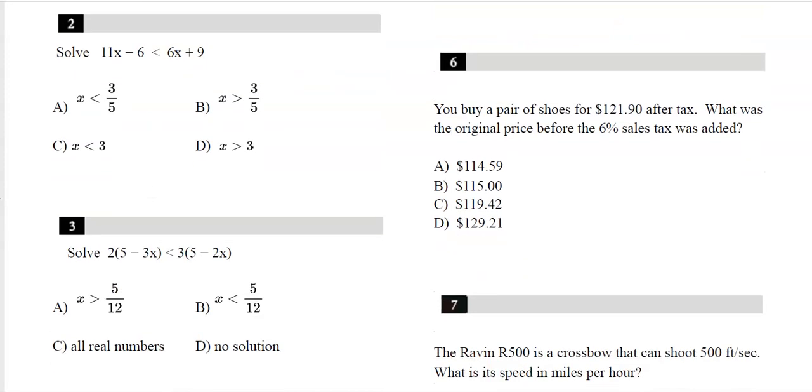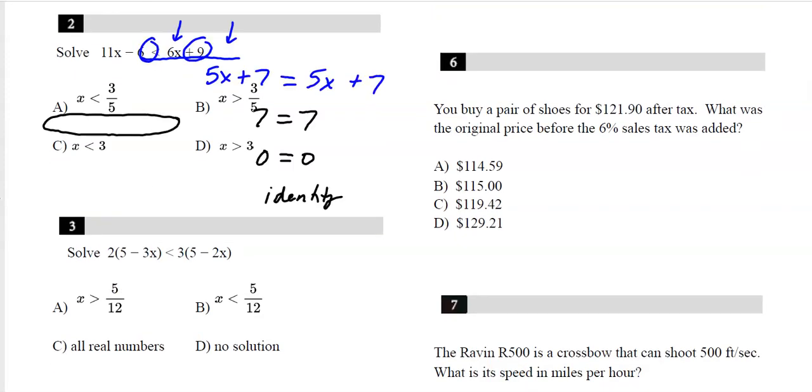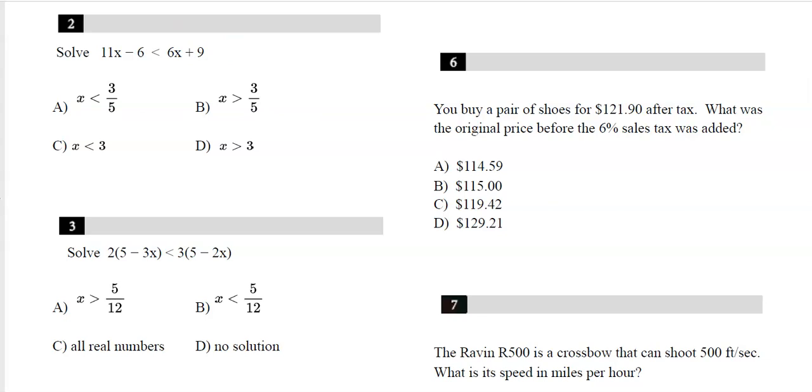All right, number 2. So I start off just like a normal algebra equation. I'm going to minus this 6x from both sides. And my next line would read 5x take away 6 less than 9. So I'm going to add 6 to both sides.